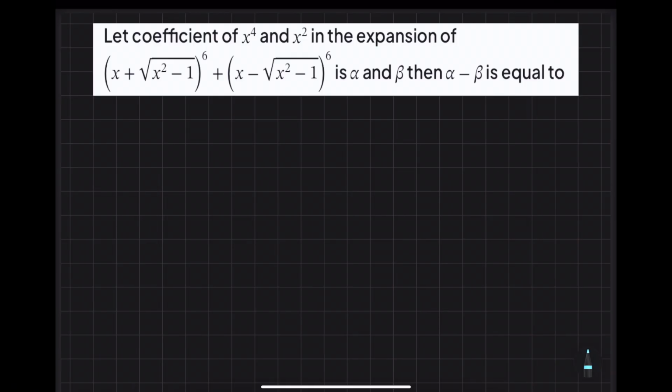So we got this situation. Let the coefficients of x power 4 and x power 2 in the expansion of this be alpha and beta. Then alpha minus beta is equal to? Okay, so look at this. Now try to observe your question. Don't you think it is (a plus b) power n, and this is (a minus b) power n, and you are adding things?